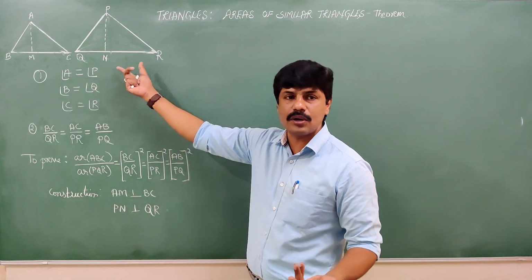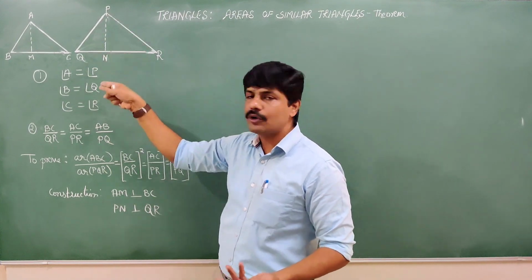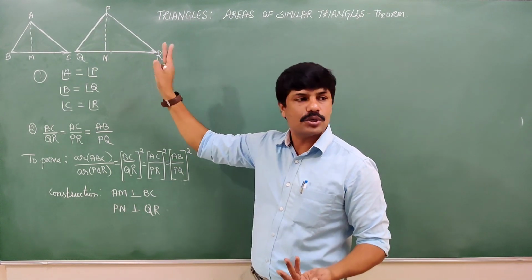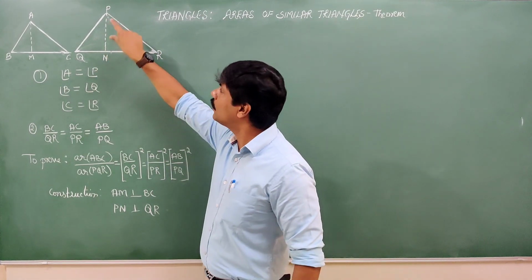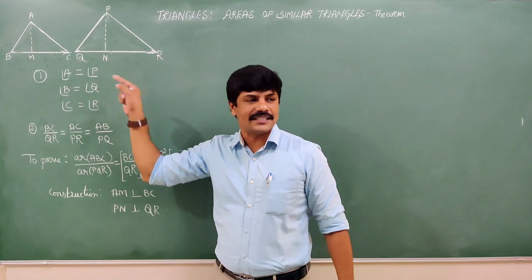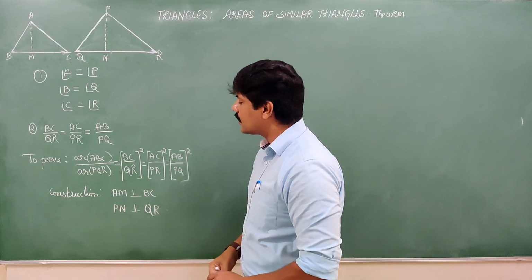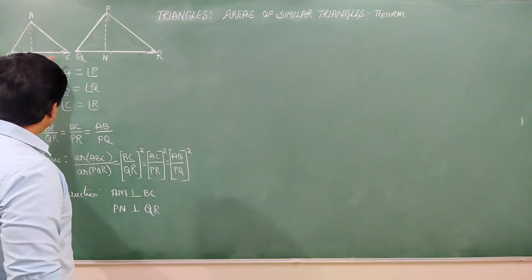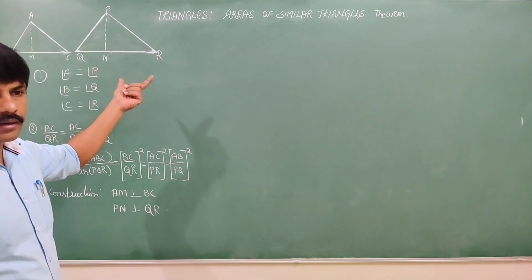In the same way here also, to find the area of PQR, base is QR and we have drawn PN as the altitude, the height. So that area of PQR is equal to half into QR into PN. This is possible only when we construct certain things. Hope Mr. Sampath has understood this. Now we have constructed AM perpendicular to BC and PN perpendicular to QR.